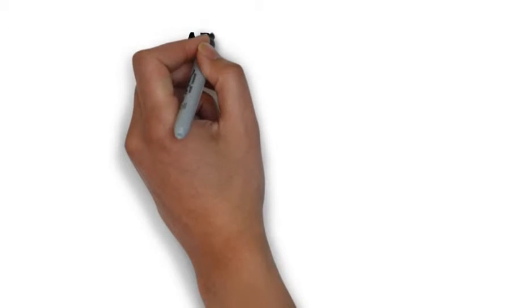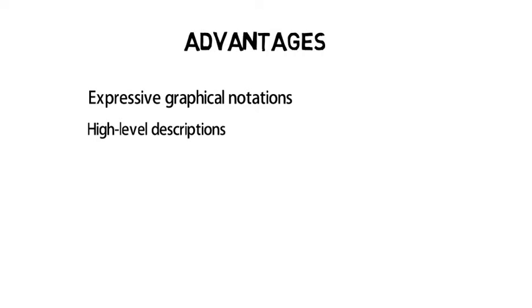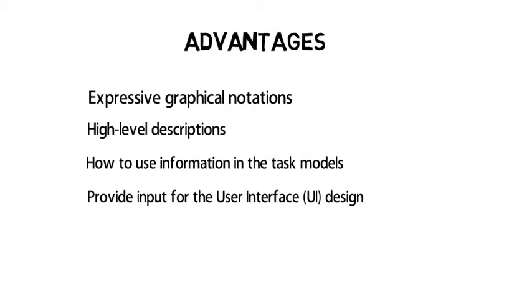The advantages of using CTT are the following: expressive graphical notations for task modeling with precise semantics, high-level descriptions that can also be understood by people without programming background, allows to indicate how to use information in the task model, provide input for the user interface design, availability of tools to create models, analyze them, and use them for user interface design.